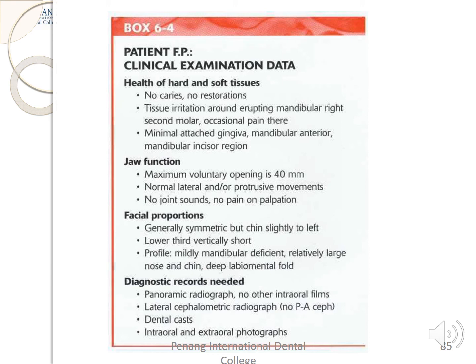For the facial proportion, generally symmetric but chin slightly to the left. Lower third vertically short. For the profile, mildly mandibular deficient and relatively large nose and chin and deep labiomental fold. For diagnostic records, they took an OPG, but there is no intraoral film for this patient. They also took a lateral cephalometric radiograph, but there is no posterior anterior cephalometric. They also took study models, the dentition, and intraoral and extraoral photographs.